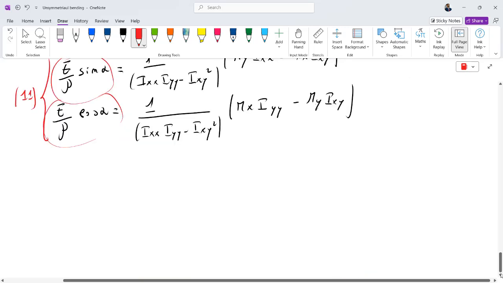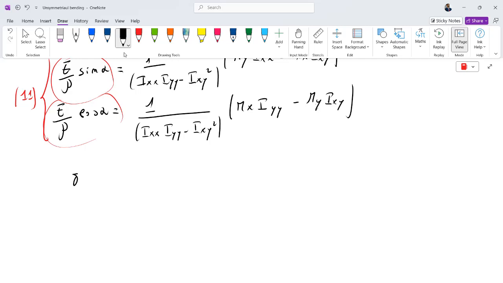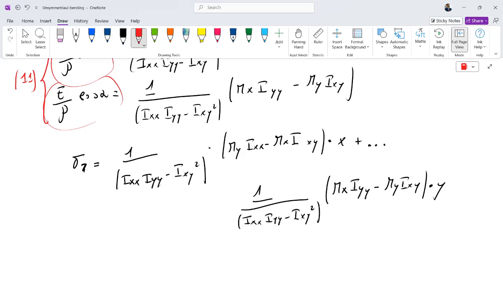That is the relation that we want to reach in this lecture. So we finally obtain that sigma z due to unsymmetrical bending can be expressed by this formulation. This is the formula. The 12th formula is the formula to calculate the bending stress due to an unsymmetrical bending.